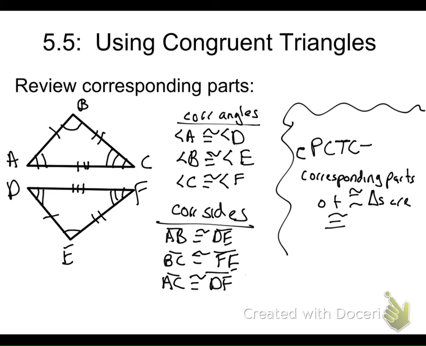Once we know that two triangles are congruent, by any method we've used: hypotenuse-leg, angle-angle-side, side-angle-side, angle-side-angle, side-side-side. I don't know if I did angle-angle-side. As long as we've shown it by that, any other part that we're looking for in the triangle, as long as it's the corresponding part, we know that they're also congruent. So this is what allows us to do that.